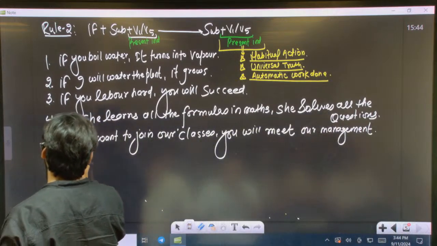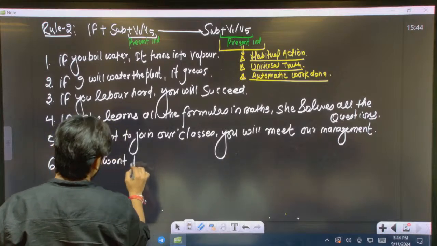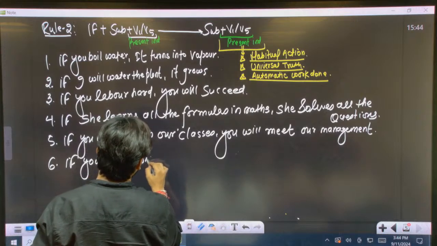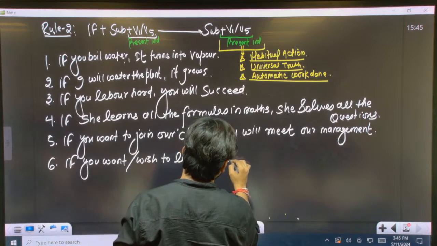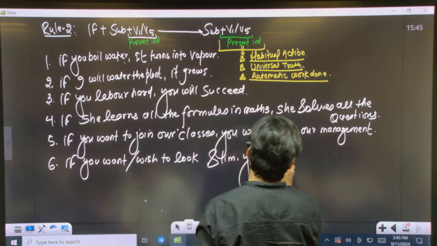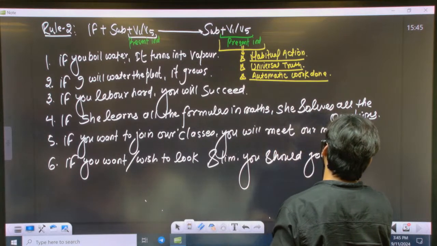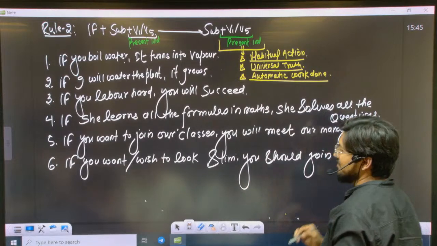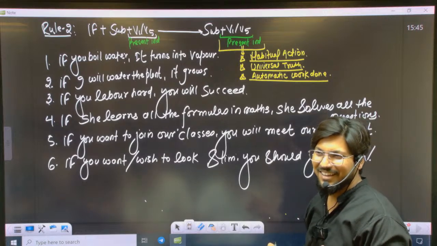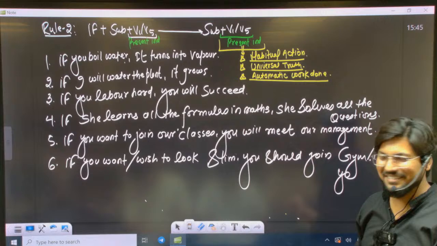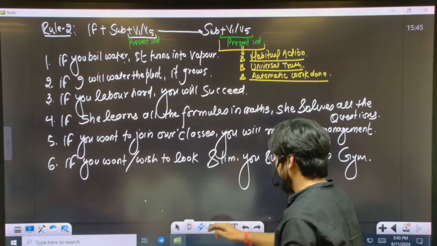Question number 6. If you want to or wish to look slim, you should join gym or yoga. No. Can we be slim? Gym is correct. Yes, we can.